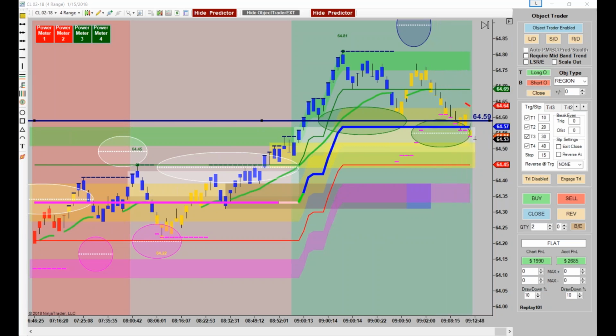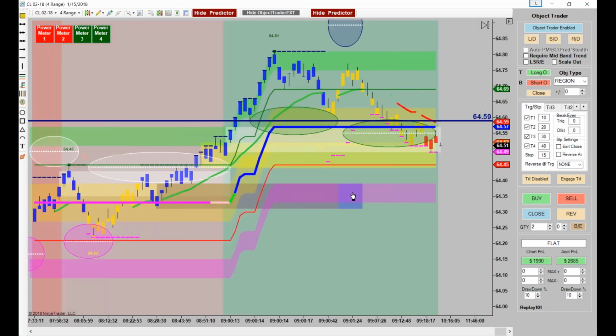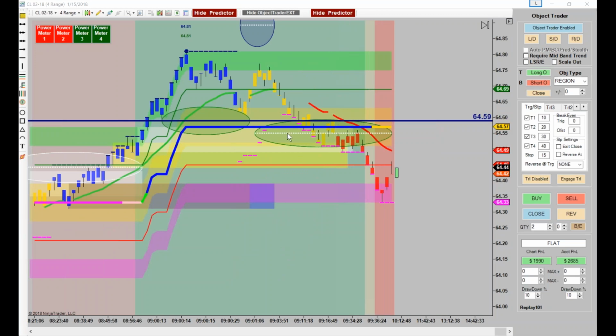See there? It's taking it out. See how it kissed it? Right where I drew my line. Now, could you have shorted that at that point? Absolutely. Because what did it do? It broke, it kissed, it rolled. Okay? And that's just the way you trade it.